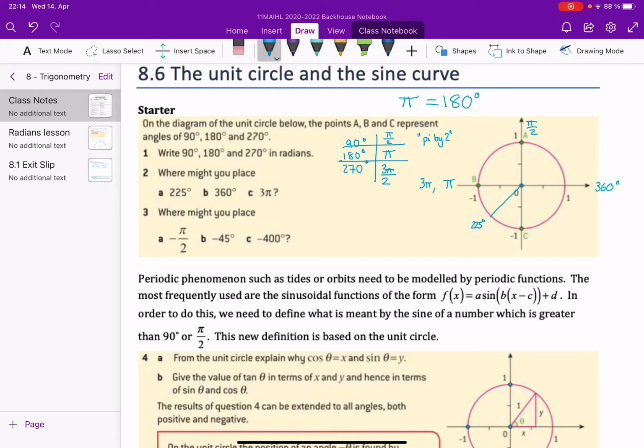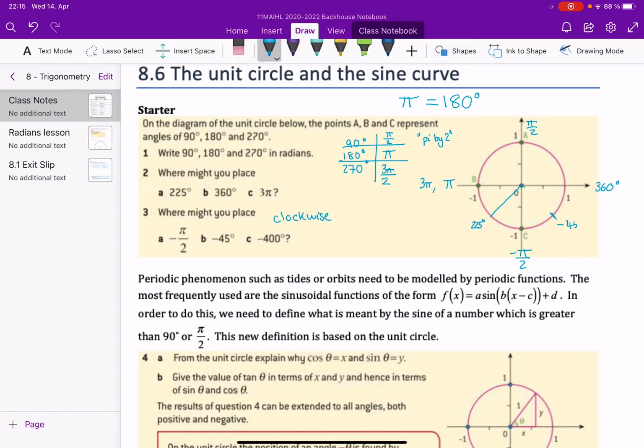Moving on to number 3, we've got some negative angles. Now we consider a negative angle as clockwise. Positive angles are anti-clockwise. Negative angles are clockwise. So negative pi by 2. Positive pi by 2 was up the top of the circle. So negative pi by 2 will be down the bottom. If you are struggling to think in radians to begin with, you can think of it as moving negative 90 degrees. Negative 45 degrees, we're moving clockwise, so it's going to be around about here.